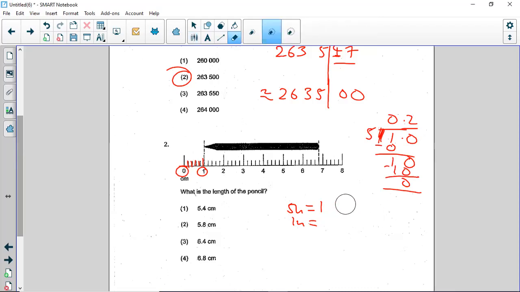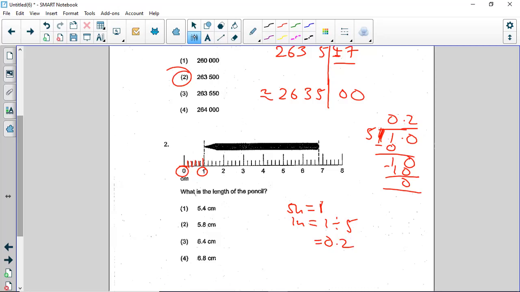Let me just write again now because it's not so nice. So 5 gaps is 1. And then how big is 1 gap? 1 divided by 5. You can do your long division and you will get 0.2. That's one way to get your decimal.